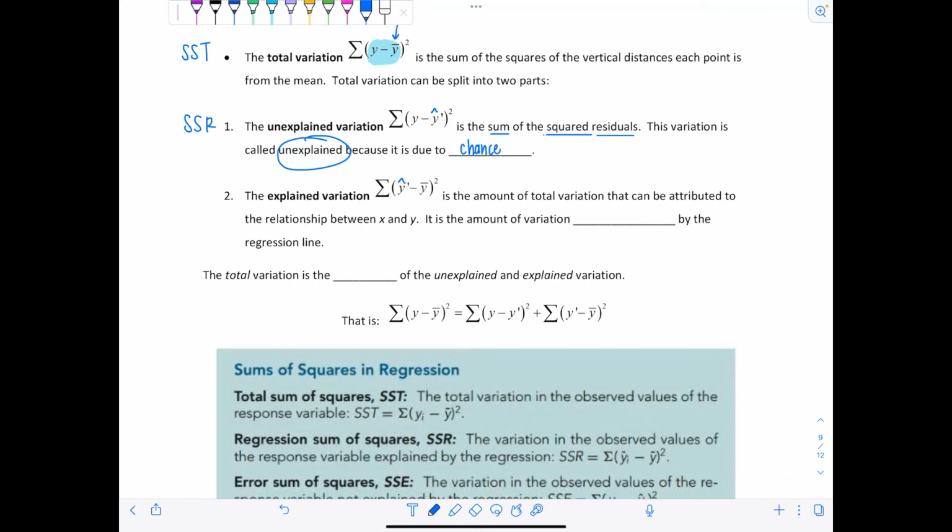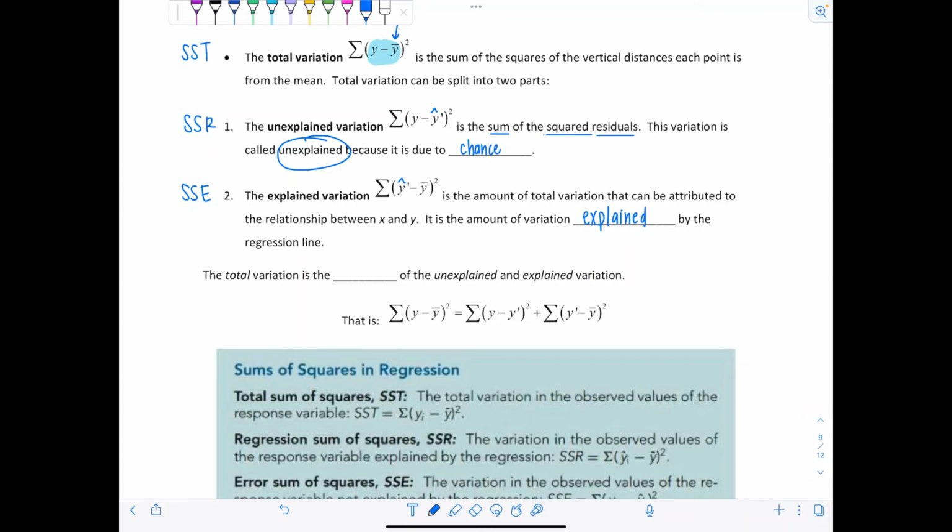Then we have the explained variation. That's the sum of y hat minus y bar squared. That's the amount of total variation that can be attributed to the relationship between x and y, that as x changes, y also changes in some manner. It is the amount of variation that is explained by the regression line. So the regression line says, yes, we know as x changes, y is going to change. SSE, okay? That's the explained sum of squares.